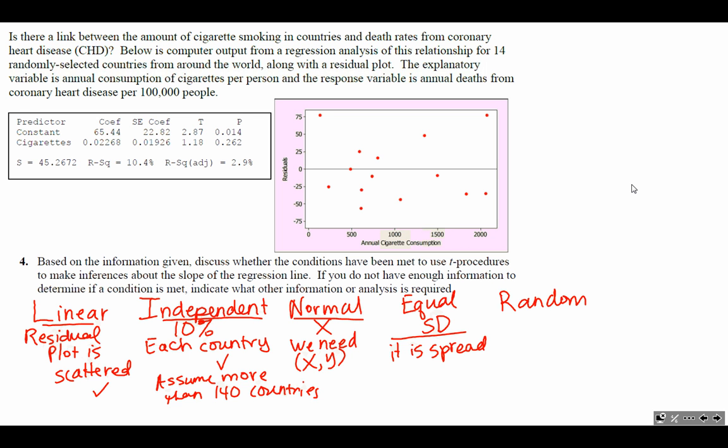We can be more specific if you want to read the practice answer sheet, okay? It is on Schoology, if you can get to Schoology, because Schoology's been down a little bit today, but that's okay. Moving on. For random, the data came from a random sample of 14 countries. It does say randomly selected countries, so that one also is met.